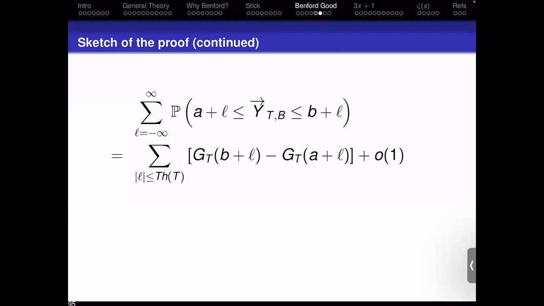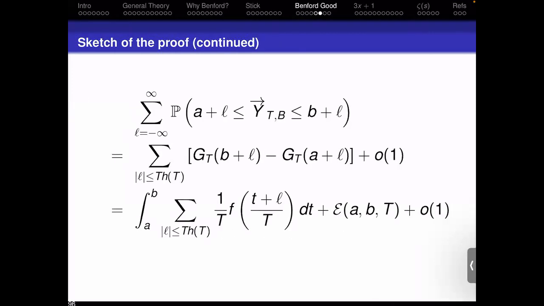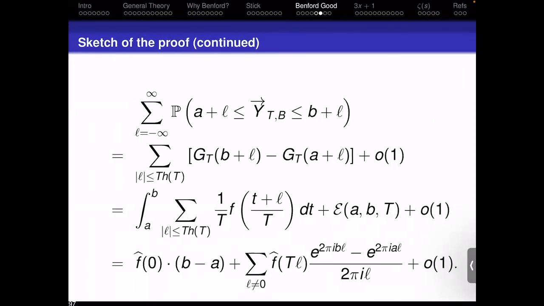And so by our assumption, this is just equal to G_t at b plus l minus G_t at a plus l plus a small error, because we are assuming small tails. We then replace things with our main term plus an error, which we assume can be controlled. And then we use Poisson summation to replace that sum and extend the sum to being over all integers and not just integers less than or equal to h of t.